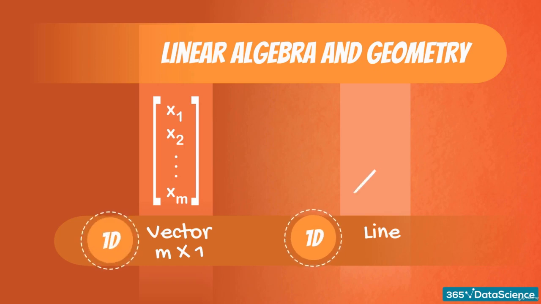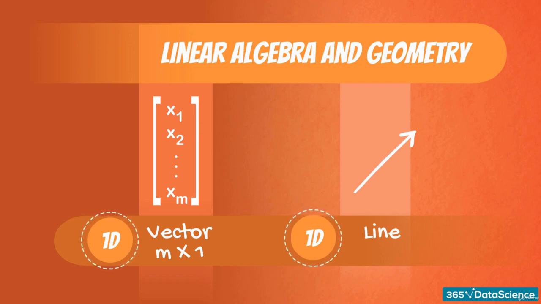Then we have vectors. A vector has one dimension. It's like a line. However, it has a direction. It can be oriented in many ways. I would really like to plot this on a two-dimensional plane. However, to get into 2D, we need something else.